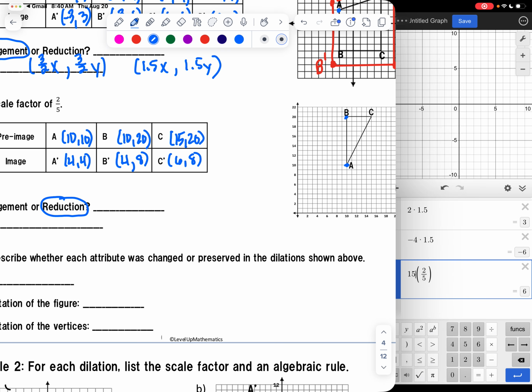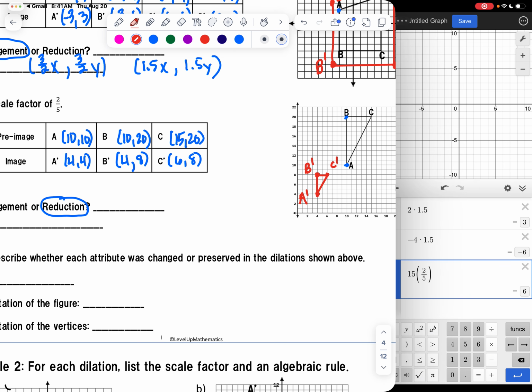All right, so let's draw our new figure at 4, 4. We have A prime. At 4, 8, we have B prime. And at 6, 8, we have C prime. So let me connect this as straight as I can.